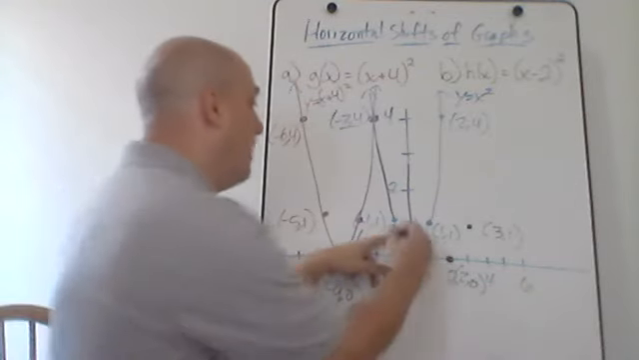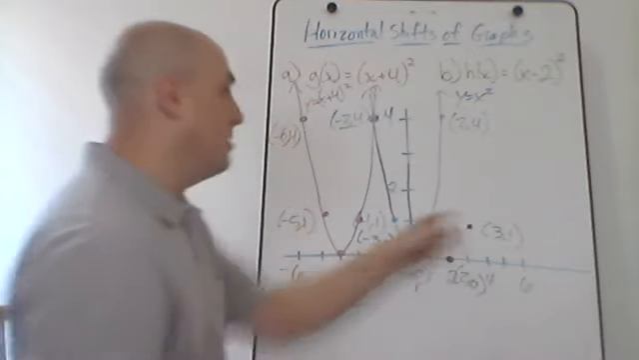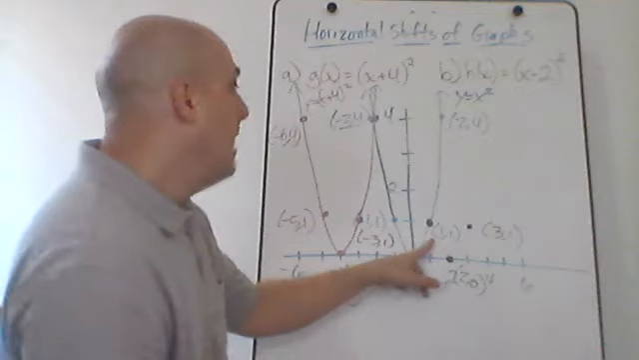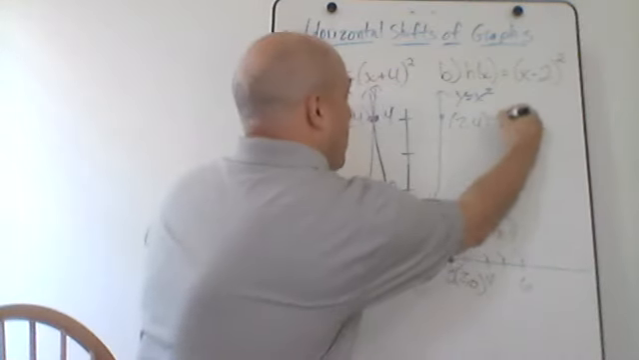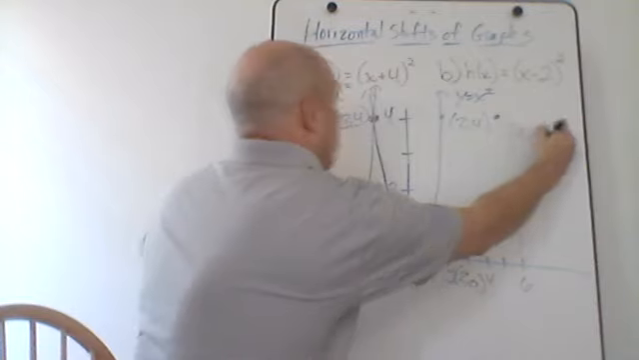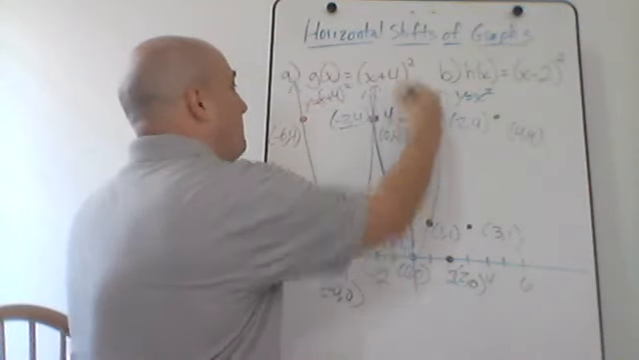-1, 1, if I add 2 to -1, I get +1. So you see these graphs are also going to intersect here at the point 1, 1. 2, 4, if I add 2 to the x-coordinate, it's going to become 4, 4. -2, 4, if I add 2 to the x-coordinate, it becomes 0, 4.